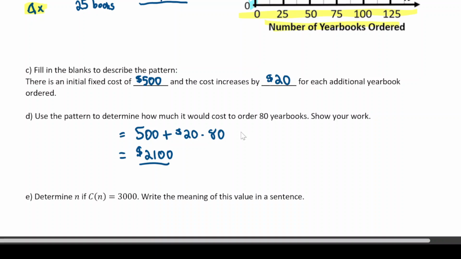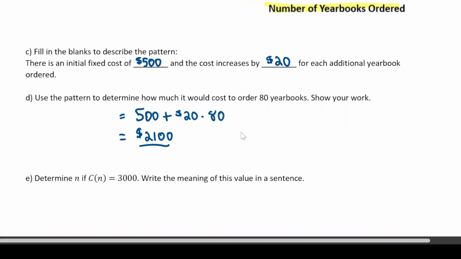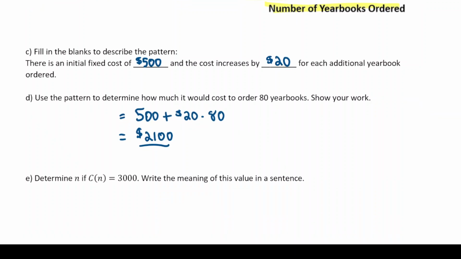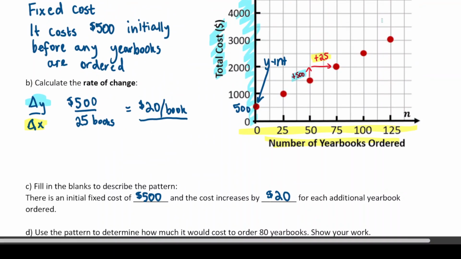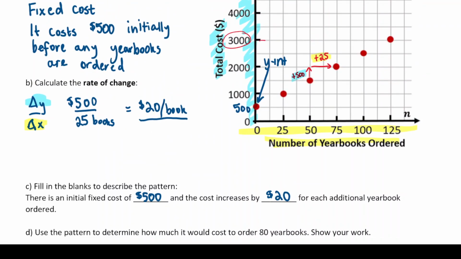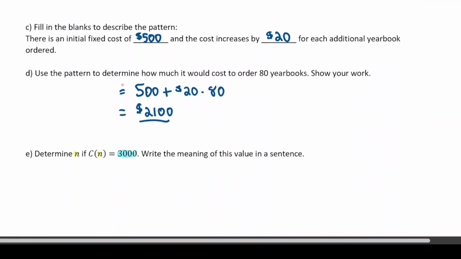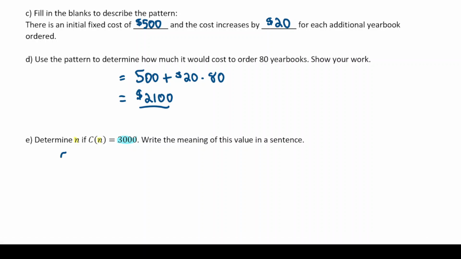And now here it says determine n if C of n equals 3,000. So this is another practice with function notation. So n here represents the number of books. We're trying to find that, and we're given a cost of 3,000. Let's just go to our graph and see. So here's 3,000. I'm going to go over and see what n value that matches up with. It's 125. So we can write it like this. C of 125 equals 3,000.